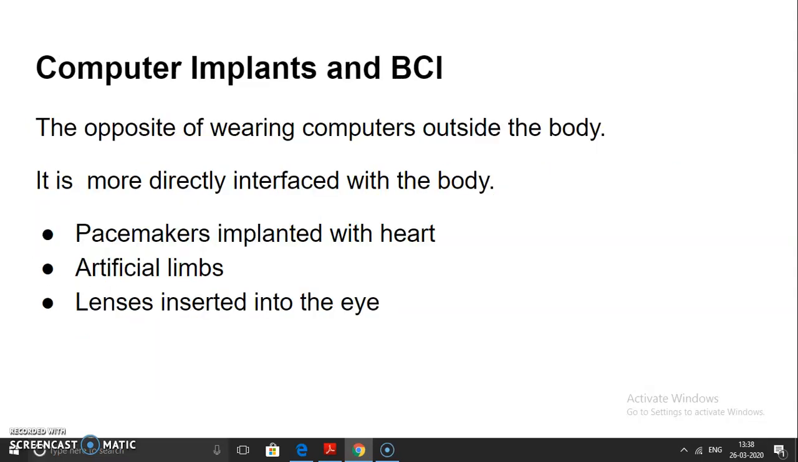Now we will see the next thing, that is implanted devices. Yes, a device can be implanted inside the human body. Some really popular examples are the pacemaker, which we can implant in the heart, and which is very popular in the medical field. Artificial limbs are another example. One more well-known example is the lens, which we can insert into the eyes to get a clearer picture. So these are some well-known examples. But other than this, some other examples are also present in the implant category.